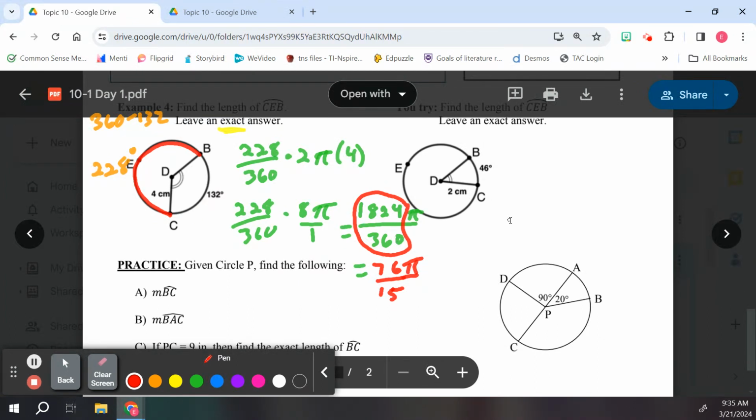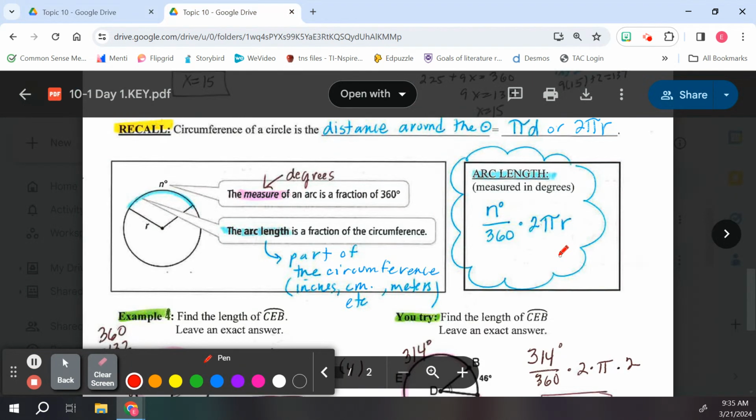Show of hands who's still working on these two. Anybody? Okay. Let's take a peek.